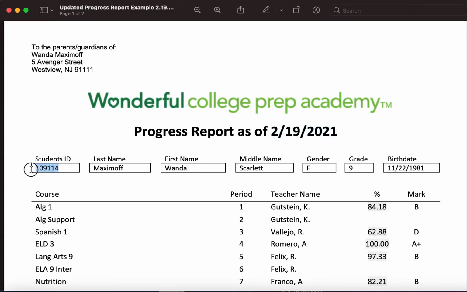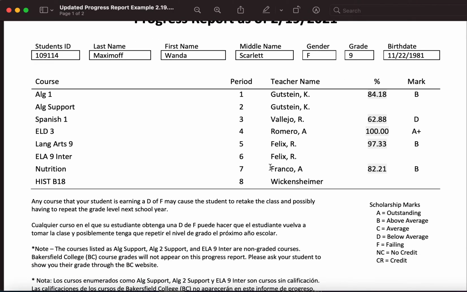Next, again, we have your student ID number, last name, first name, their middle name, gender, grade, and birth date. And again, you can check to make sure all this is correct. And if it's not, call the school and let us know.